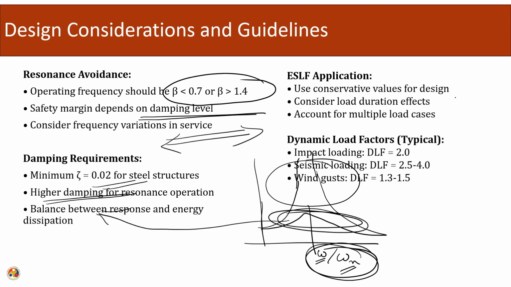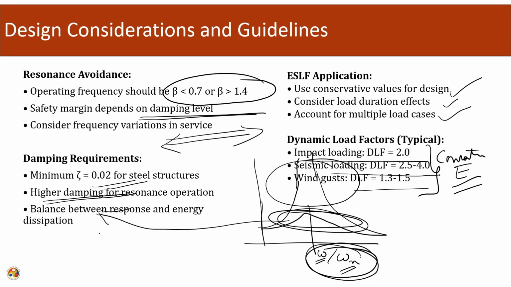Equivalent static load factor application uses conservative values for the design, considers the actual loading effects, and also accounts for the multiple load cases. Some typically used loading factors are 2.0 for impact loading, 2.5 to 4 for seismic loading, and 1.3 to 1.5 for wind gust. These are conventional estimates, but using this analysis we have been given the tool so that we can calculate the actual ESL.